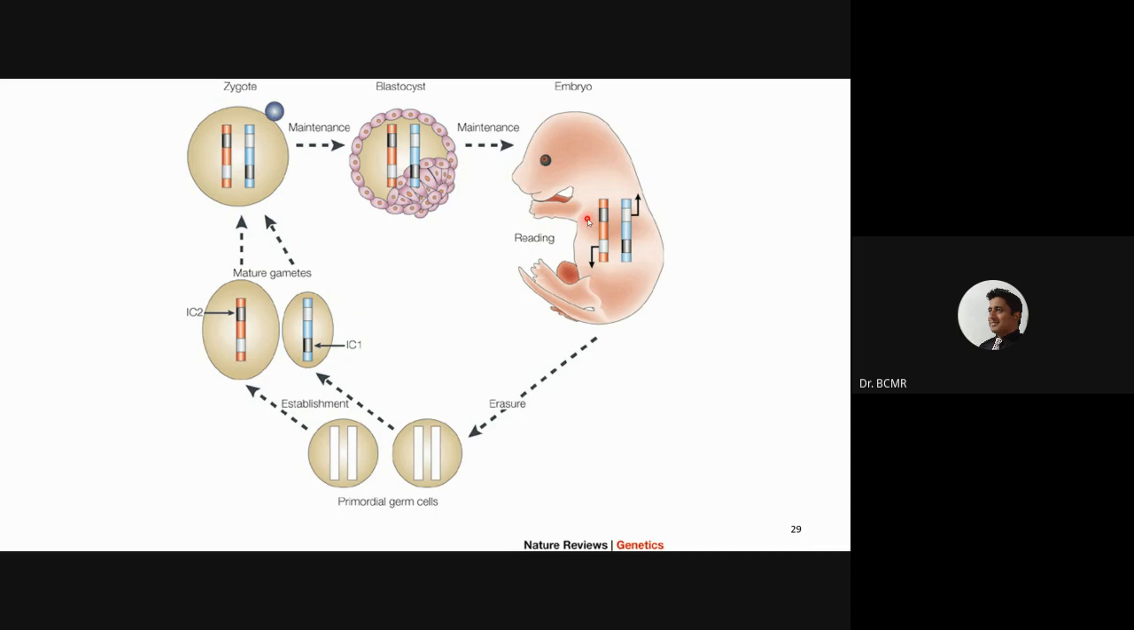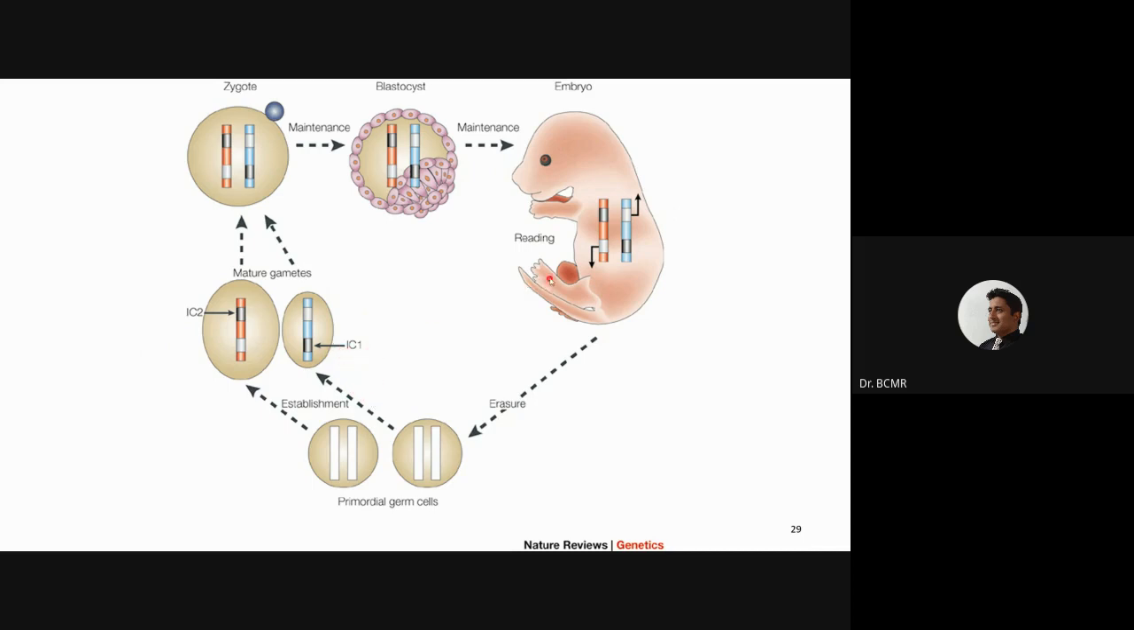What will happen now is when the embryo forms its own germplasm, that is primordial germ cells, at that time or around that time, all the imprints, the DNA methylation there in the primordial germ cells will be erased. And that is called erasure. And when the primordial germ cells are forming the gametes, then new imprints are established.